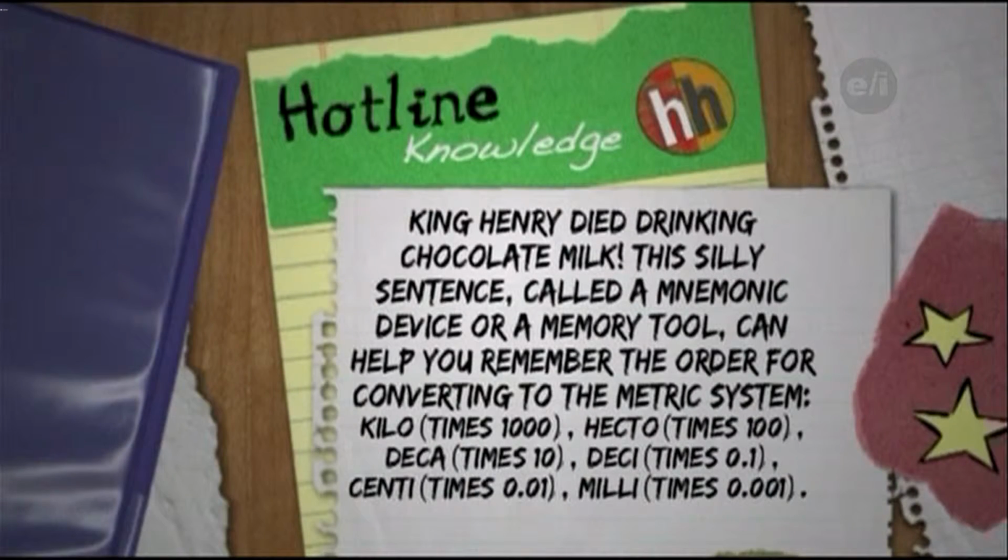Hey, hey. King Henry died drinking chocolate milk. This silly sentence, called a mnemonic device or a memory tool, can help you remember the order for converting in the metric system. Kilo times 1,000, hecto times 100, deca times 10, deci times 0.1, centi times 0.01, milli times 0.001.